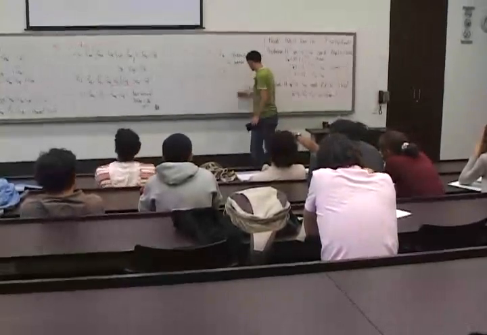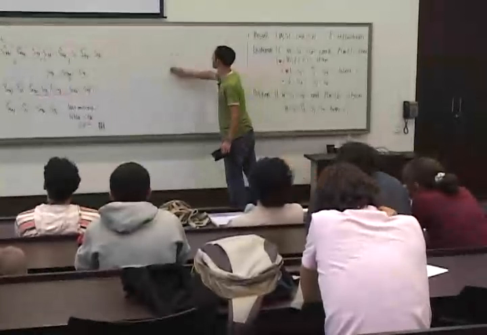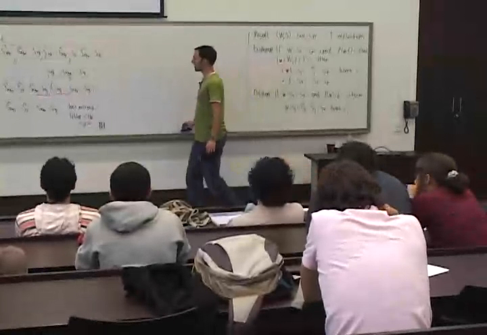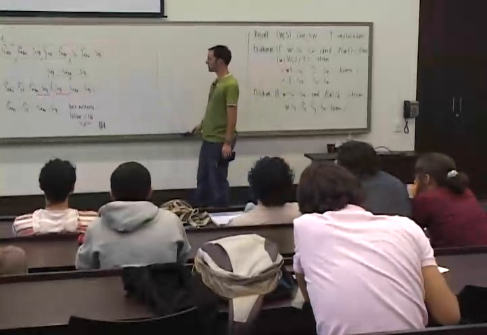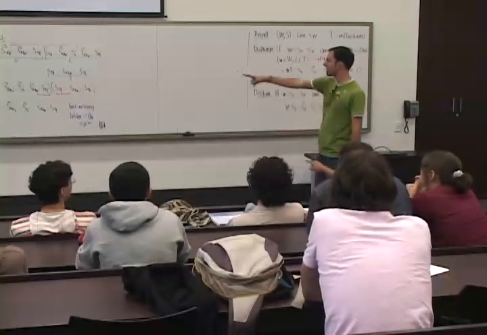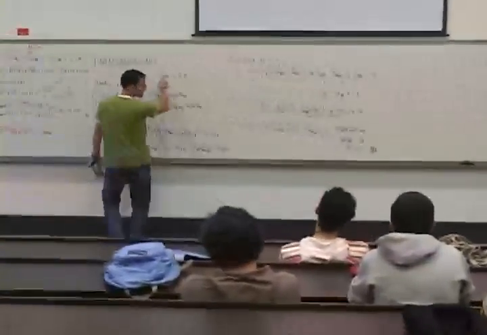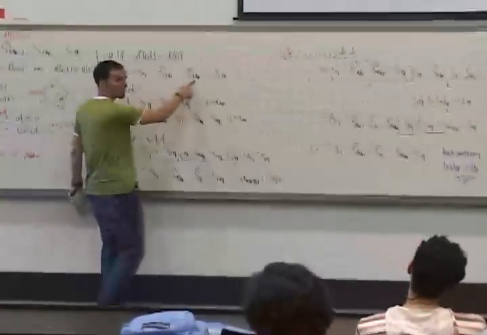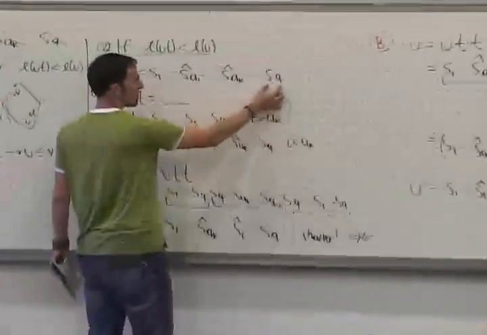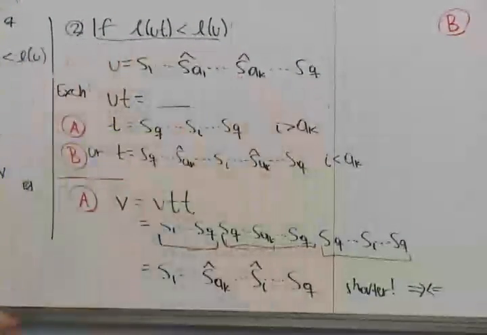Is it possible that I is bigger or smaller than AK? Was the answer right here? Did I just erase it? Oh no, there. Because AK is not in this word. So you either go to here or to here, but you can't choose this one because it's not in the word.